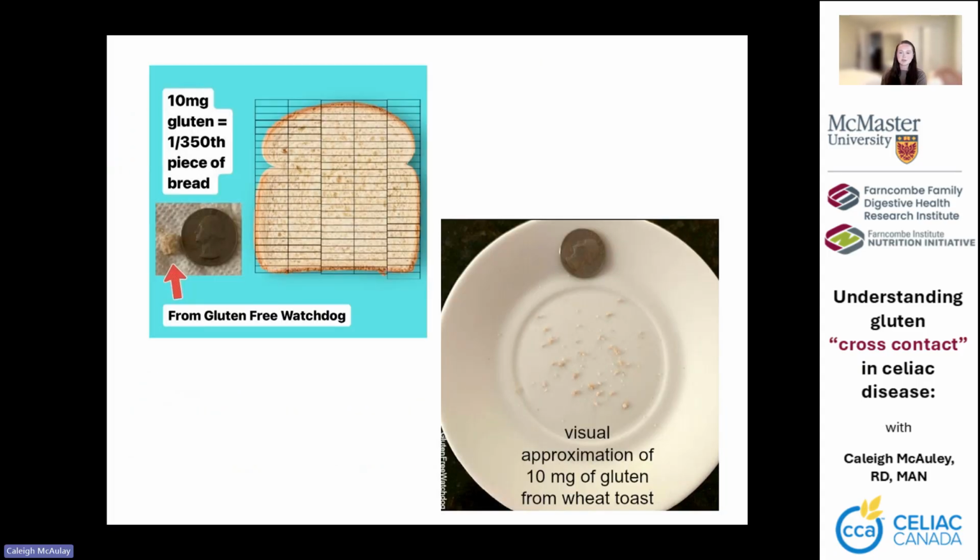I also wanted to put a visual up here. This image helps show how small 10 milligrams of gluten actually is, which is the amount of gluten that's considered to be tolerable for most people with celiac disease. This is from Gluten-Free Watchdog, and you can see she compares a crumb to a coin, and you can really see just how small that amount really is. And you can see it on the plate here too.